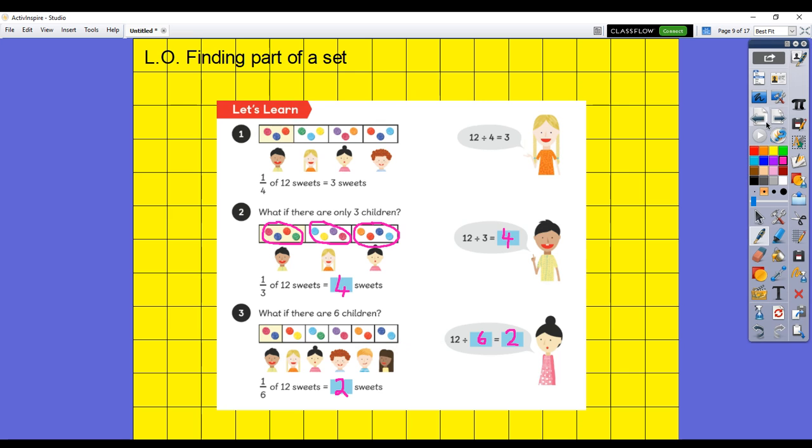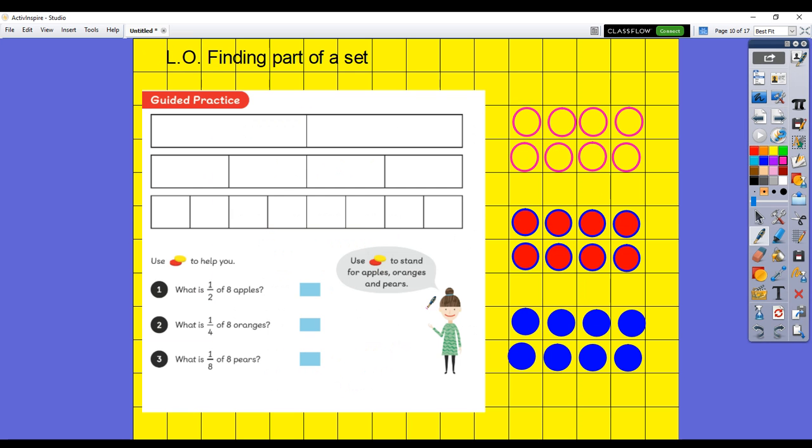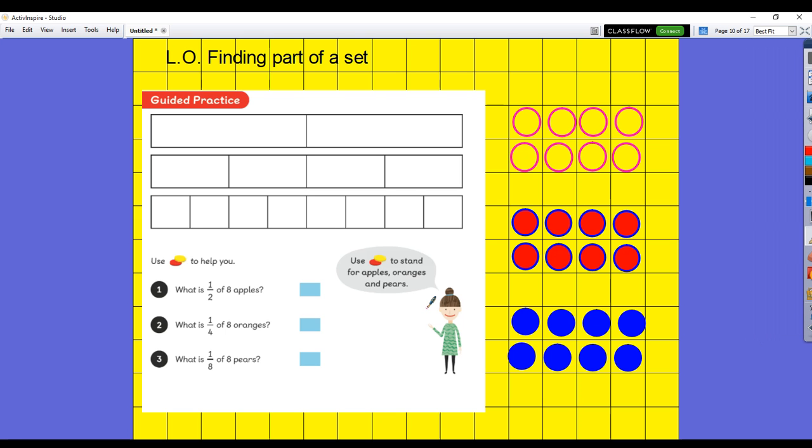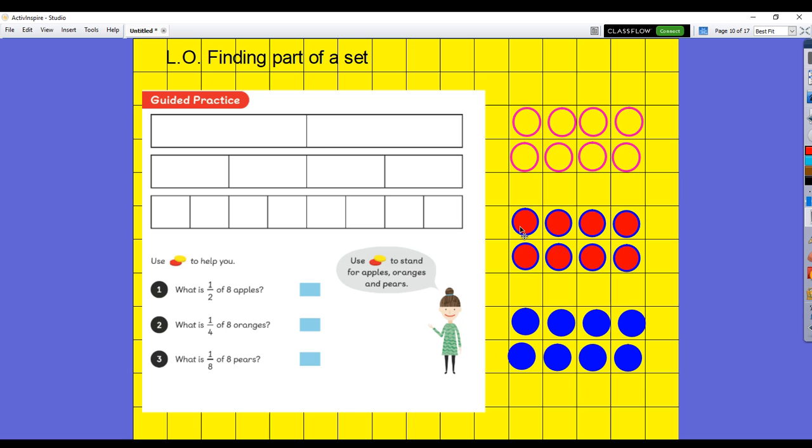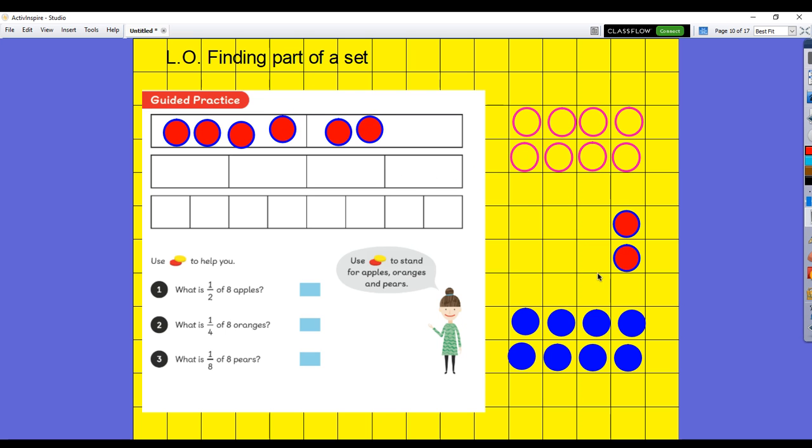Okay? So, we've got counters here to help us. We need to find out what is half of 8 apples. Some of you might be able to do this in your head, and that's absolutely fine, but I want you to prove you are correct. What is half of 8 apples? So I've got my 8 here. I've got my apples. So I know half of 8 is going to be 4. So I know it's going to be 4 in each. However, I need to prove I am correct. So I'm putting my apples here. And I'm using counters to help me.